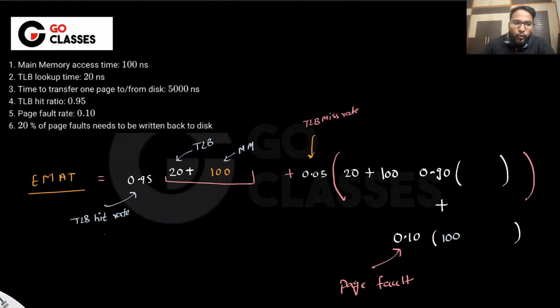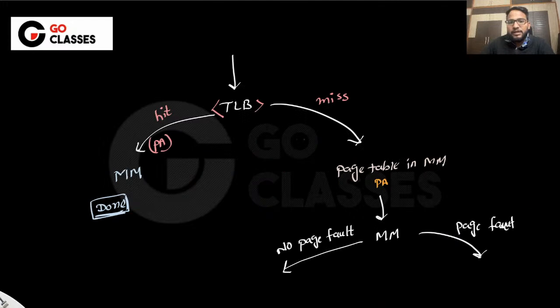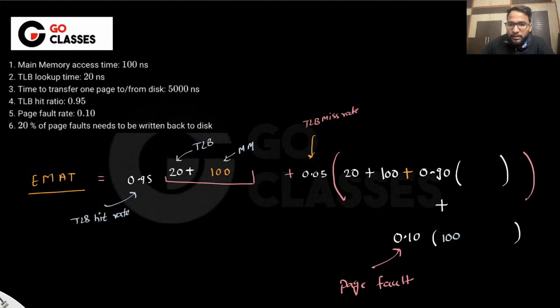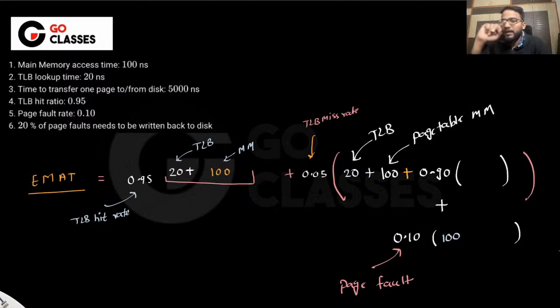Plus 100. Why am I writing plus 100? Can anyone tell me? If there's a TLB miss, then in this path you went to the TLB, and you also went to the page table in the main memory, and that's always there. They are saying that the page table is always in the main memory, right? You cannot have a page fault there. That is what is given to us.